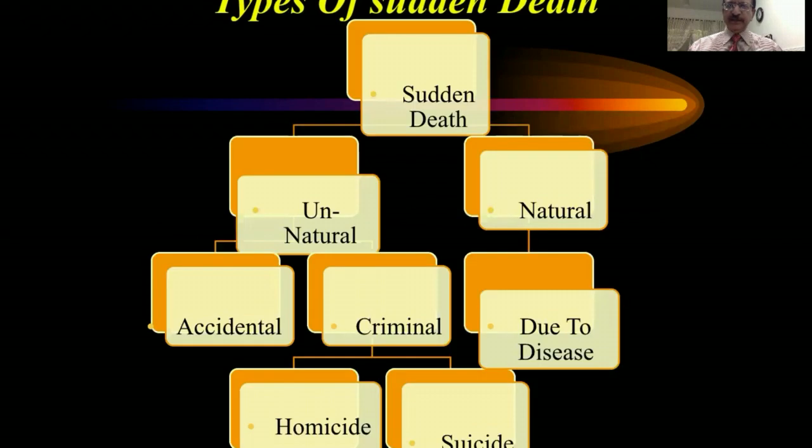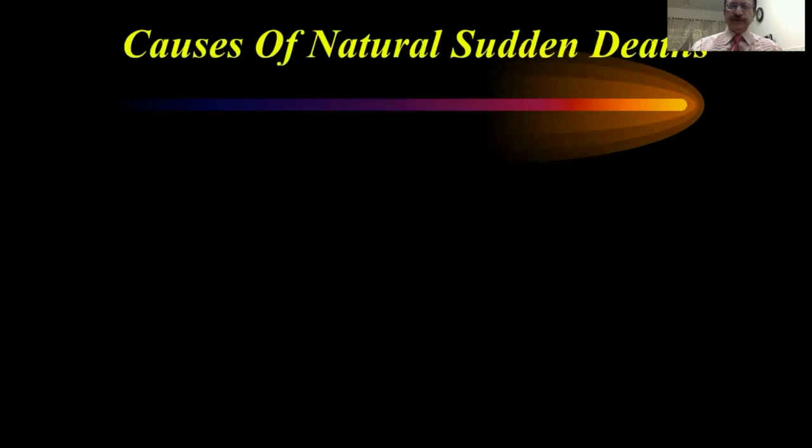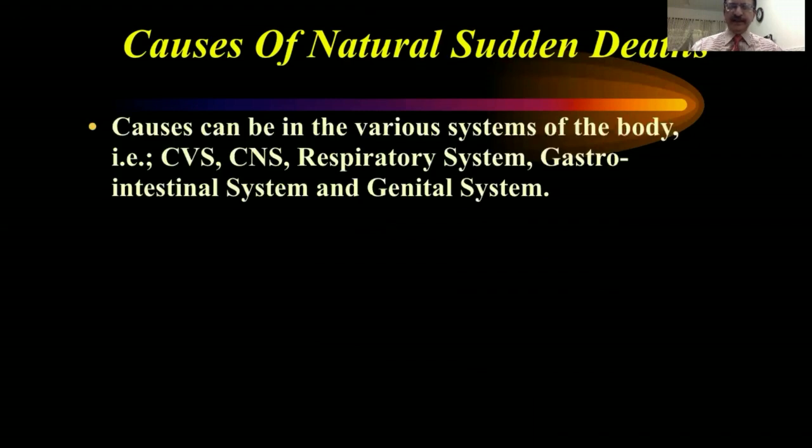So what are the types of sudden death? Sudden death may be natural, due to natural diseases going on in the body, or unnatural. And the unnatural can be accidental, homicidal, suicidal, or poisoning. So the causes of natural sudden death may be in various systems of the body, like CVS, CNS, respiratory system, gastrointestinal system, or genital system. So the natural causes can lead to sudden death.